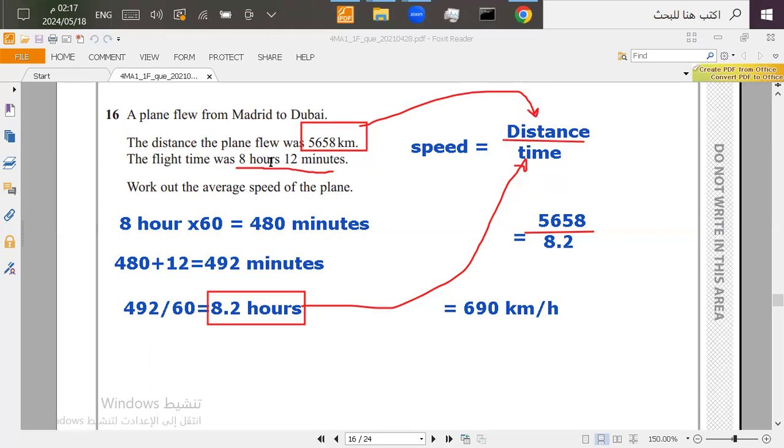I turned all the times into hours. I just turned the 8 hours into minutes and then added the 12 and then returned it into hours and used it in the formula here to find the speed of the plane. Now let's move on to the next question.